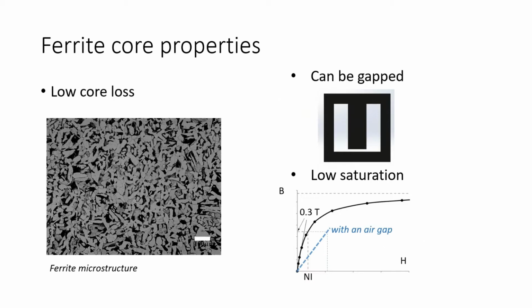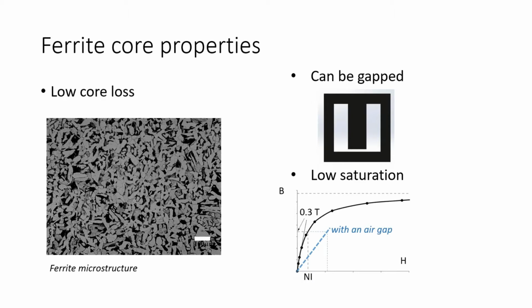So ferrite materials were invented in the 1930s at Tokyo Institute of Technology. They're basically a ceramic compound material of iron oxide with some metallic elements. They have very low core loss, which makes them very attractive for high frequency filters and inductor designs. Another good thing about them is that they can be gapped.